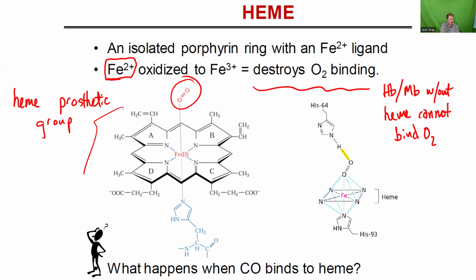Now, this is just a side view of what the heme ring looks like. Here's the amino acid histidine that's involved in coordinating and binding that iron and that O2. What I want you to know is that this Fe2+ is absolutely essential. With Fe3+ or Fe1+, you're going to run into problems with oxygen binding. The details, I don't want you to stress about, but I want you to know that hemoglobin without heme can't bind O2, because this prosthetic group gives it that ability.